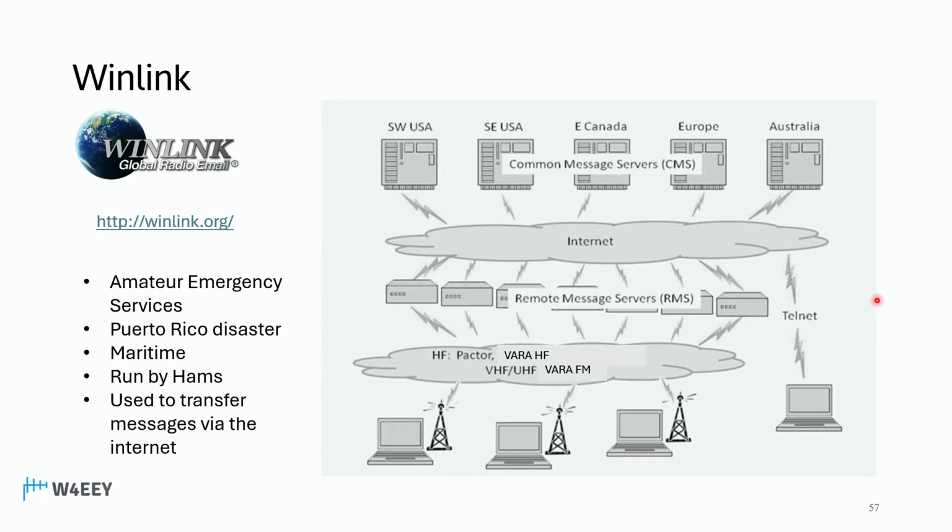So I promised you a picture. Well, here it is. Here's all of us down here, individual hams. These look like they're home locations, but this can be done from a portable station as well. So using either PACTOR or VARA HF or VHF, you transmit that message to these servers, the remote messaging servers. They're connected to the internet, and they go out to these servers that are located all over the world, USA, Southeast, Southwest, Canada, Europe, Australia. So used for amateur radio services.